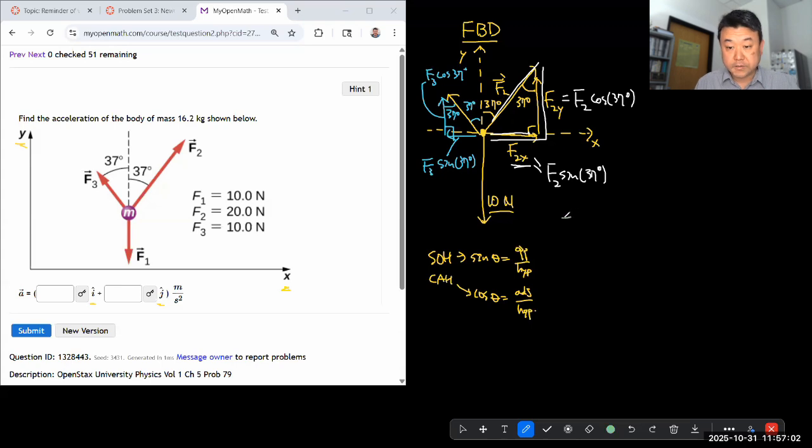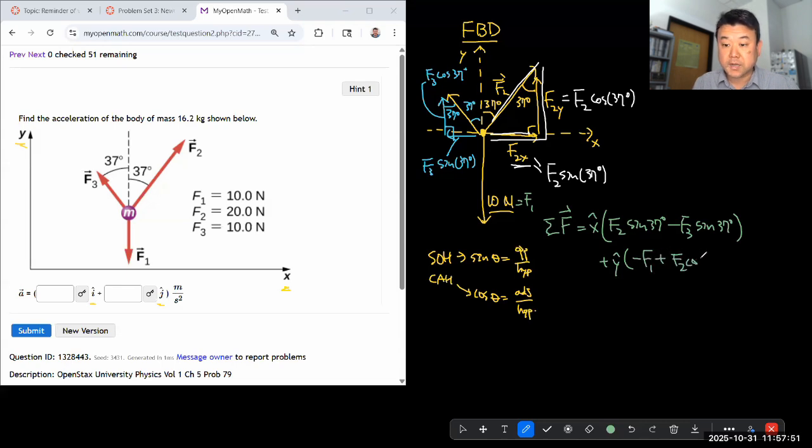Okay, so for the net force, I think all I need to do is just add all these components. The x component, I got this x component, this x component, so it should be F2 sine 37 degrees. And let me put my signs into my equation. I know my F3 component is going to the left in the negative direction, so I'll say minus F3 sine of 37 degrees. For the y component of the net force, I got three forces, the two upward from F2 and F3, and one downward from F1. So I'll say minus F1 plus F2 cosine of 37 degrees plus F3 cosine of 37 degrees.